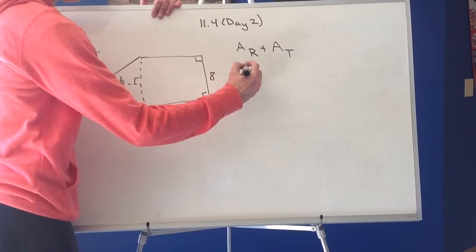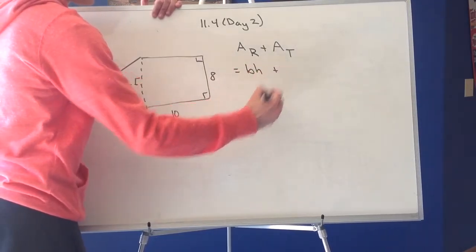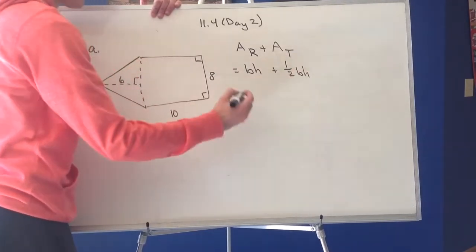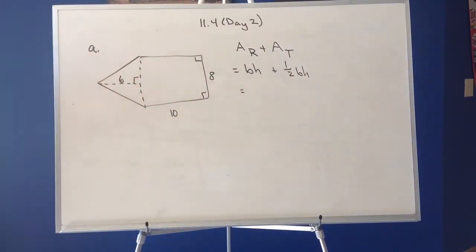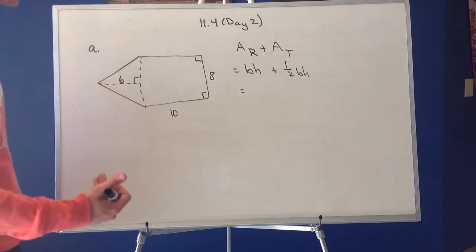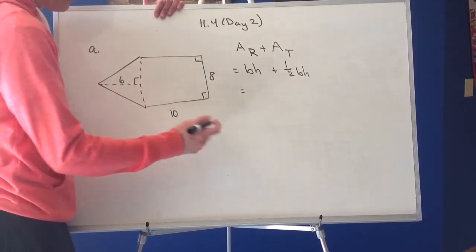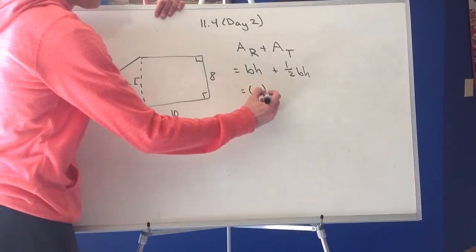For a rectangle, it's going to be base times height. For a triangle, it's going to be 1/2 base times height. Then we just have to check and see if we have everything we need, or if we're going to have to find some other pieces as well. If you look at your rectangle, you do have your base and height with the 10 and the 8.